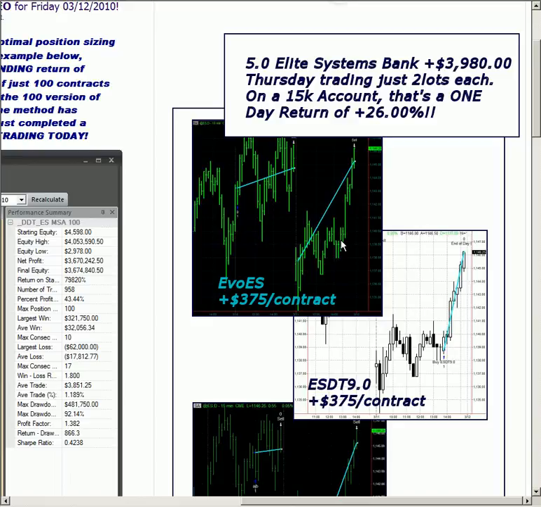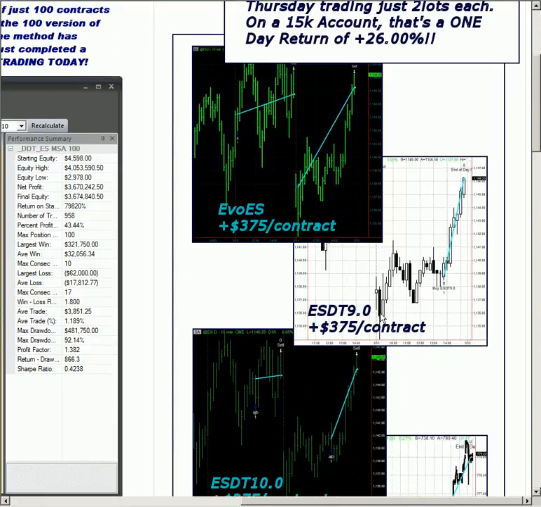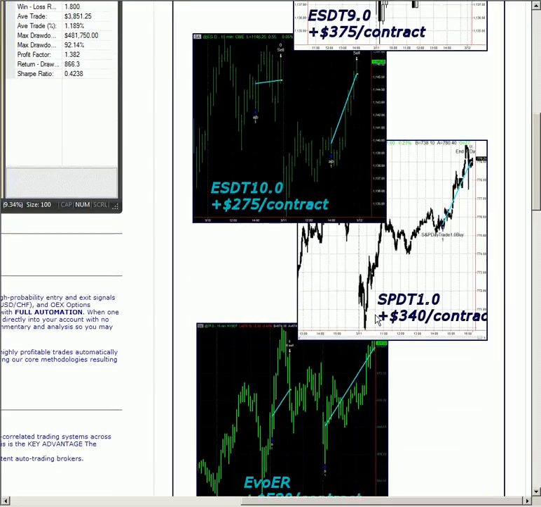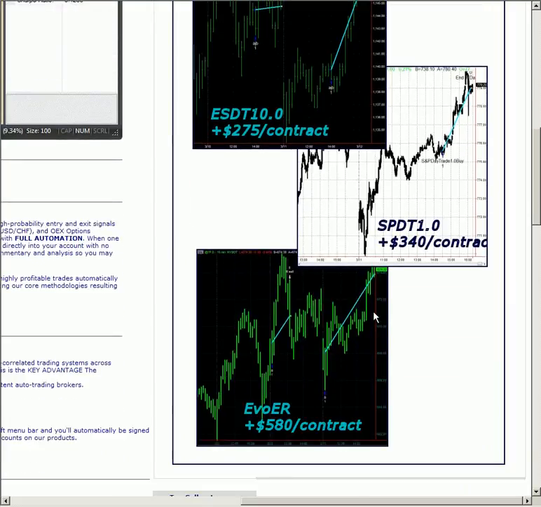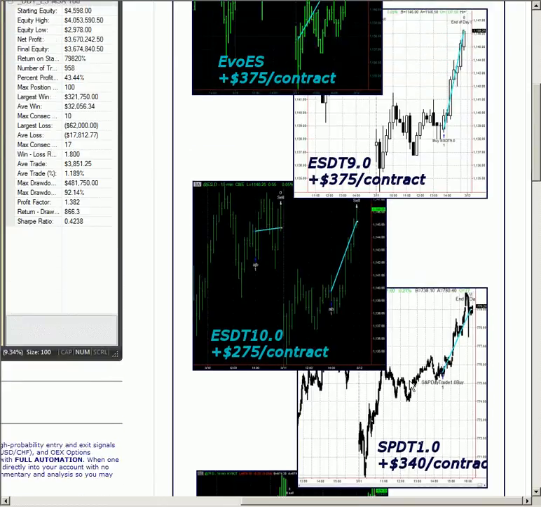But weathering the storm of the choppiness, coming up against resistance, trying to make its way as the market breaks out to new intermediate term highs, really diversification remains the key. And as you can see, with these systems, they banked, just trading 2 lots each system, $4,000 yesterday. We've taken a graphical representation of those trades that we just spotlighted, and those are the key 5 systems right there. 580 contract for the EVO ER right there.